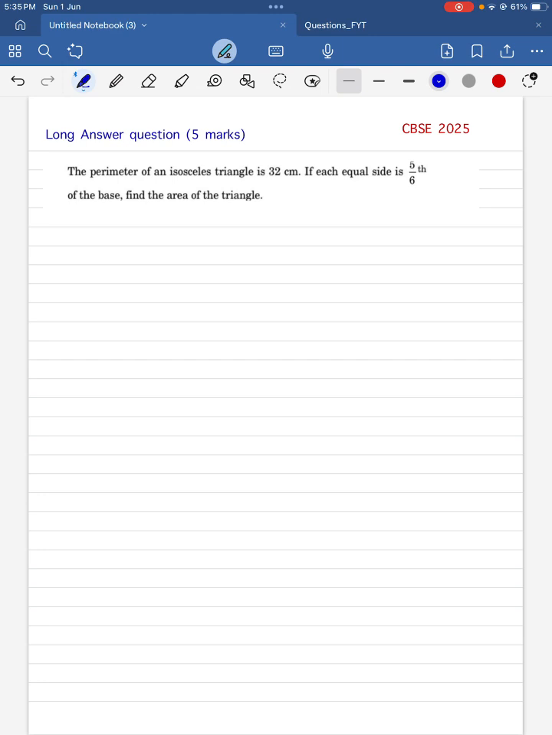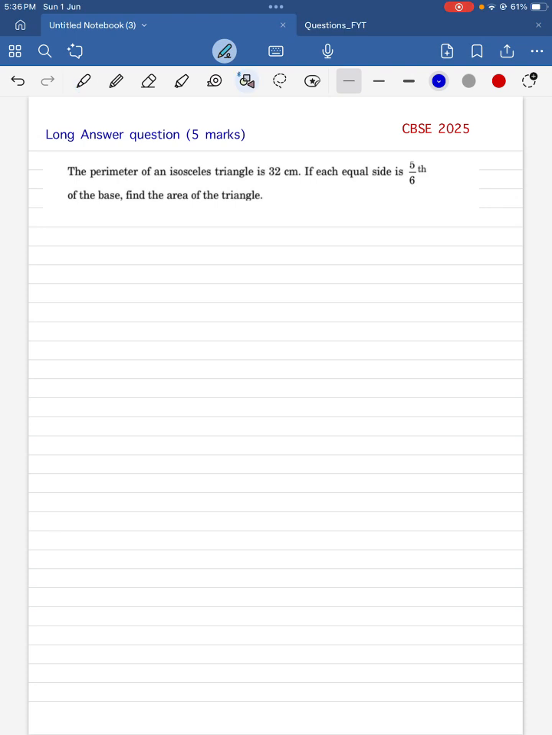In this video, I'll be doing a long answer question for 5 marks from the CBSE 2025 board paper. And the question is from the lesson Linear Equations in Two Variables. Now the question is, the perimeter of an isosceles triangle is 32 centimeters. If each equal side is 5 by 6th of the base, find the area of the triangle.